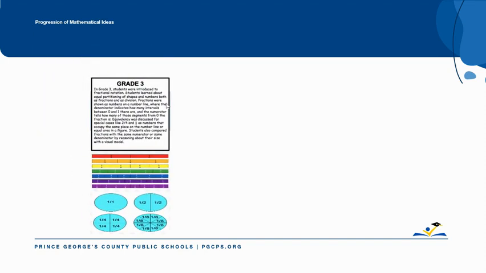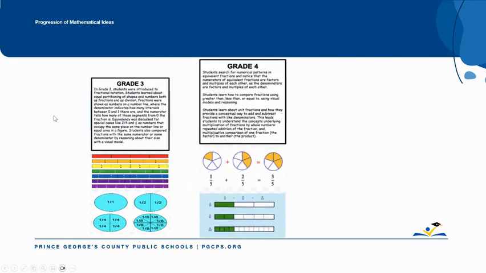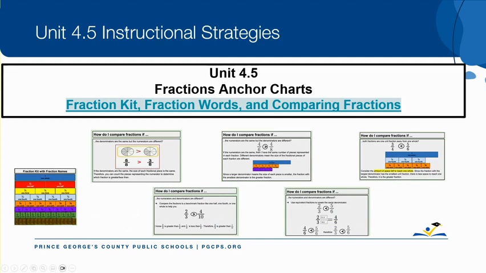In grade 3, students were introduced to fractional notation. In grade 4, students will search for numerical patterns. And in grade 5, students will add and subtract fractions with unlike denominators. Please read through each one of these grades in its entirety at this time. Pause if you need to, and let's continue.